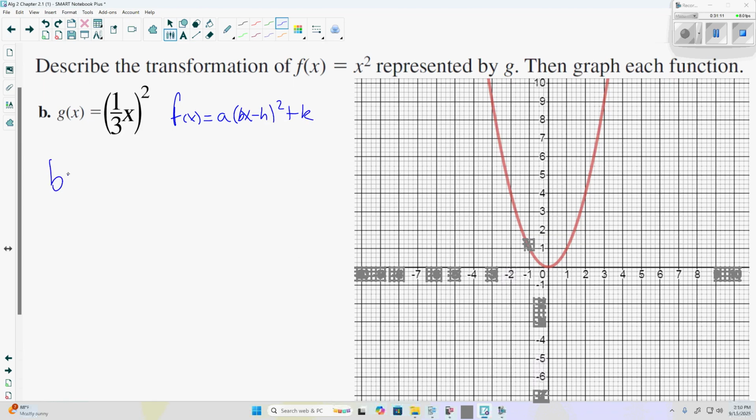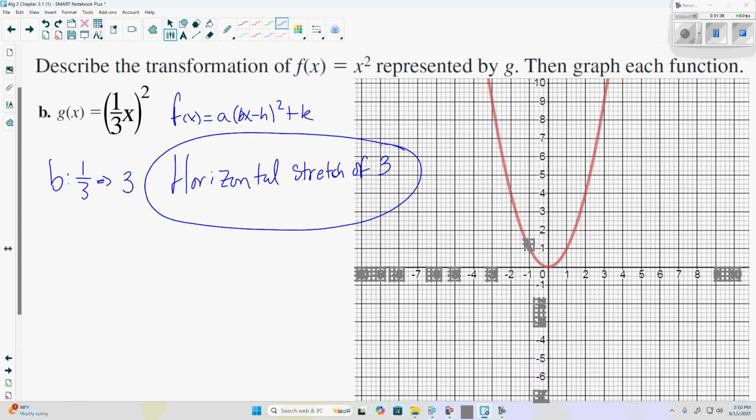Well, the only thing we have a value for is b, yes? Yeah. And the value they gave us is 1/3, but the real value we're looking at is 3. Is that 3 bigger than 1 or between 0 and 1? Bigger than 1, so it's telling us it's going to be a horizontal stretch of 3. Questions on this here?